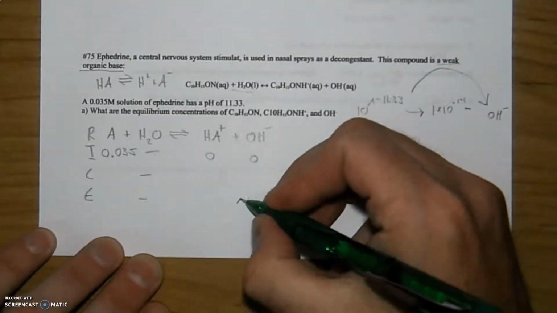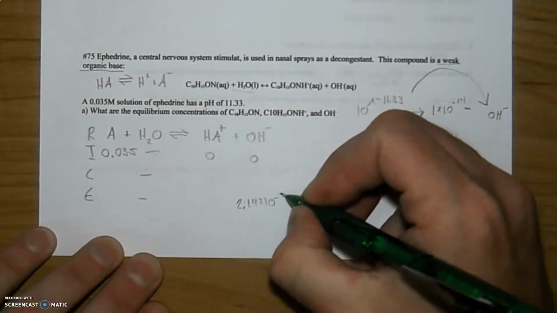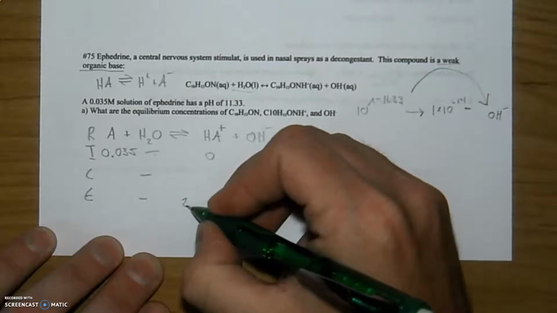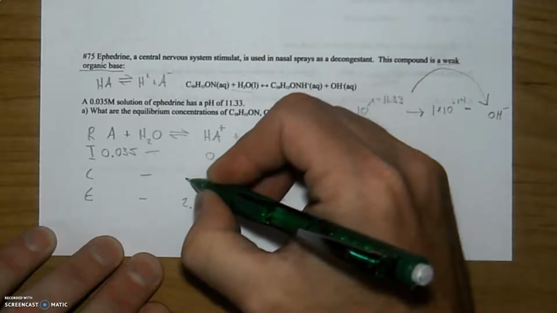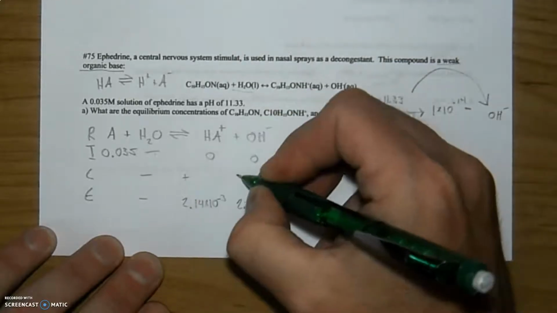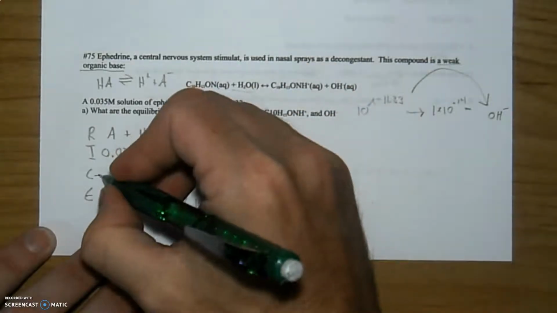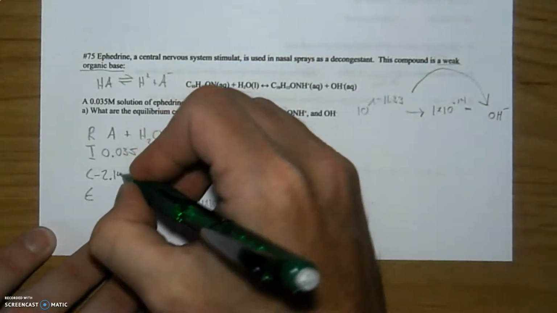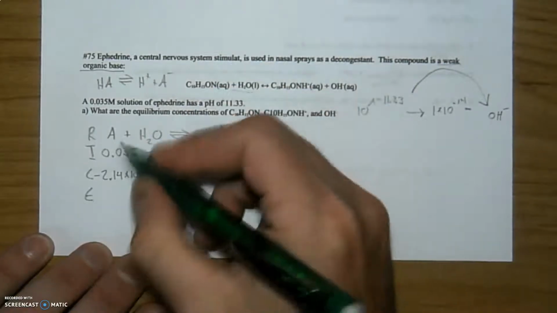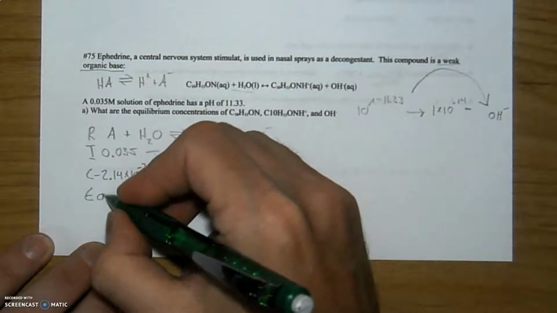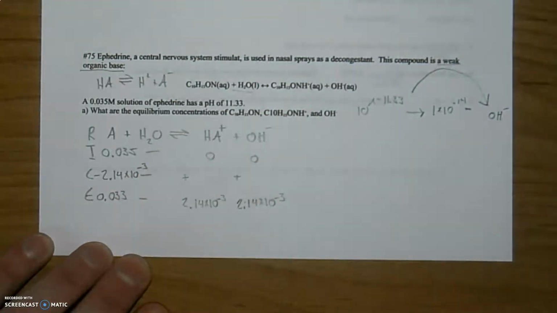Doing all of that gives me 2.14 times 10 to the negative 3, and 2.14 times 10 to the negative 3. And of course, those were added values. I'm not going to write those in, putting those here. And it is a subtracted value. I will write that one in over here. And if I actually do the math here, I'm not going to be lazy. It'll give me 0.033 for an answer.